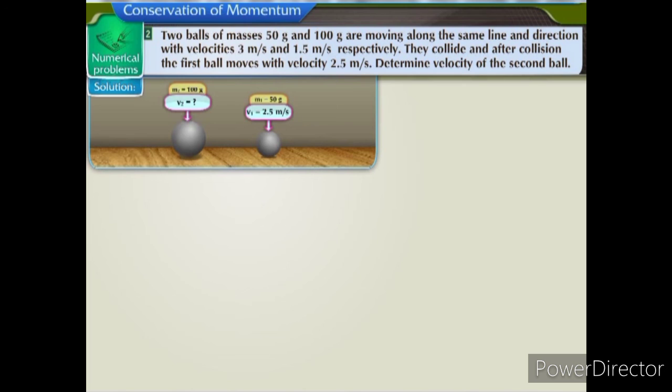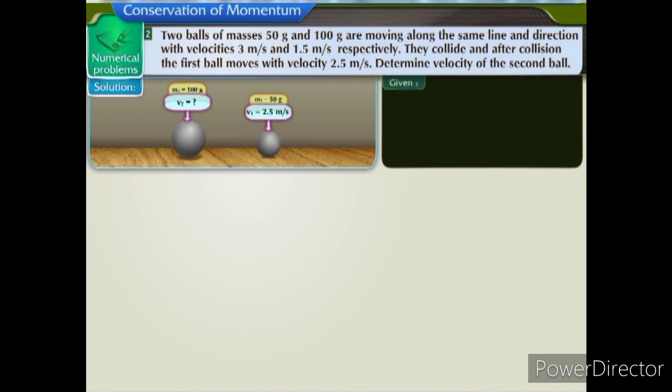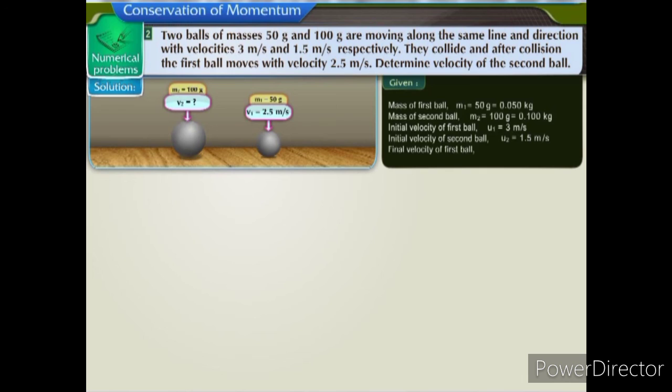Solution. Let us first write the data given in proper units. Given mass of the ball m1 is equal to 50 gram, which is equal to 0.050 kg. Mass of the second ball m2 is equal to 100 grams, which is equal to 0.100 kg. Initial velocity of the first ball u1 is equal to 3 meter per second. Initial velocity of the second ball, u2, is equal to 1.5 meter per second. Final velocity of the first ball v1 is equal to 2.5 meter per second. Final velocity of the second ball, v2, is what?